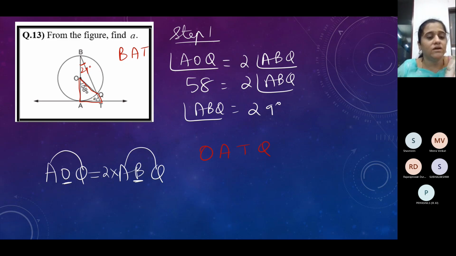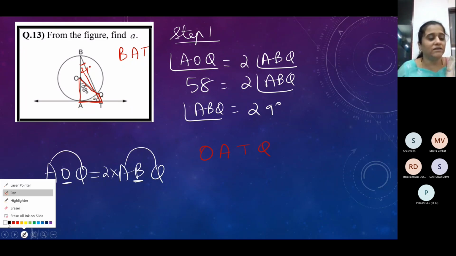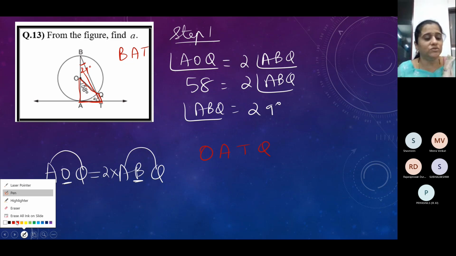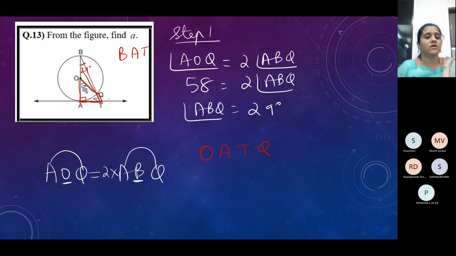Now see here, don't say TA is equal to TQ. Is TA equal to TQ? No. If you produce TQ, it will go inside the circle. It's not a tangent. So when you work this, you get ABQ is 29. And in the triangle BAT, A is an angle. This is 90 degrees, and this is 29. So find this angle using the angle sum property.